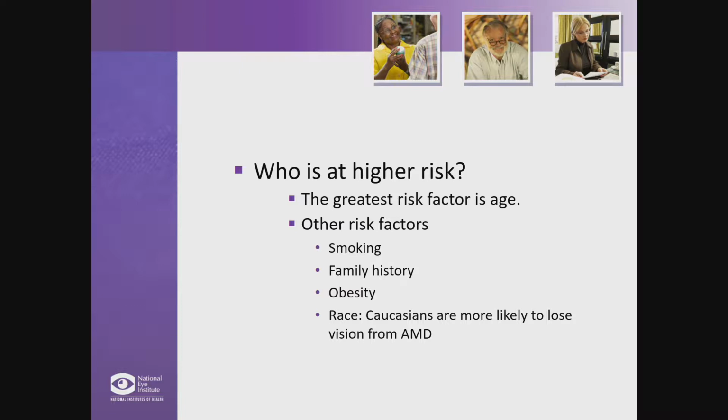So who is at higher risk? It's really based on age. Smoking is definitely more of a problem with macular degeneration. Our family history, we've already talked about. Obesity, and then what I already told you, it's race. Caucasians have it. African Americans have more glaucoma. So there's things that we know to look for in different races.